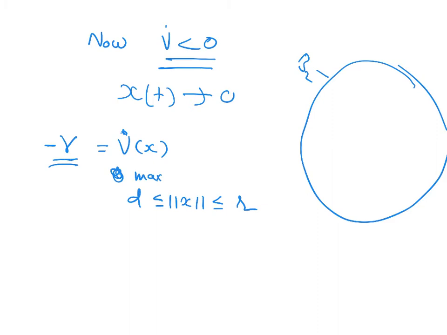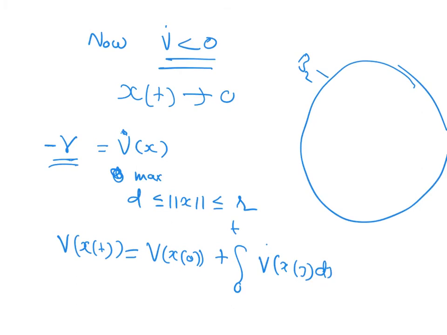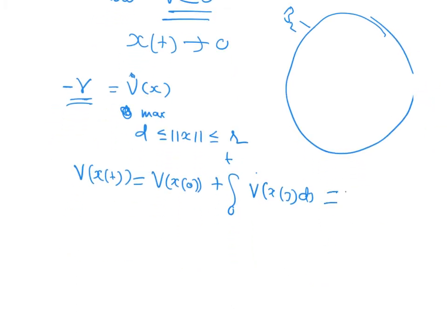So if that's the case, I can integrate it. Because if I know v dot, I can integrate and find out what v of x of t will be. That will be v of x0 plus the integral from 0 to t of v dot of x of tau d tau. This will be something like v of x0 minus gamma t. So v is decreasing, we know that, and it keeps decreasing, always less than v of x0 where we started.